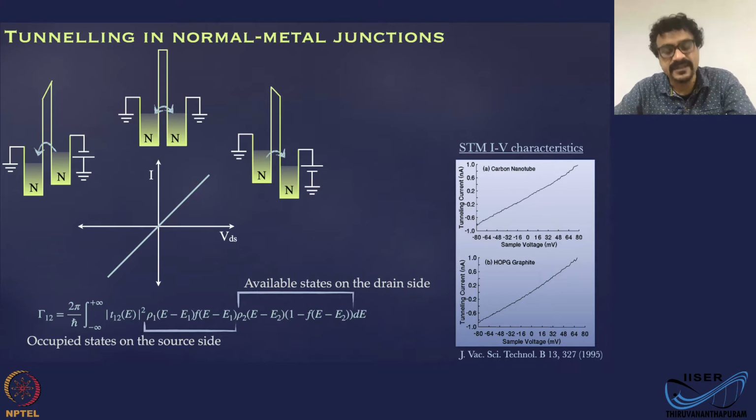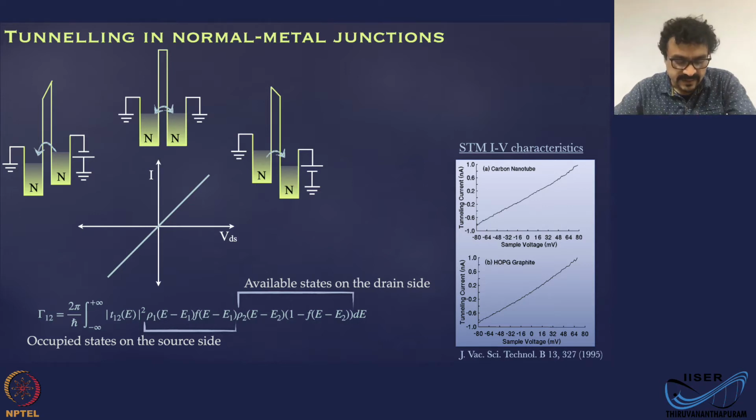So what we have here is two normal metals which are connected by a tunnel barrier. We can consider that a weak tunneling link. And we are interested in the IV characteristics of this junction.